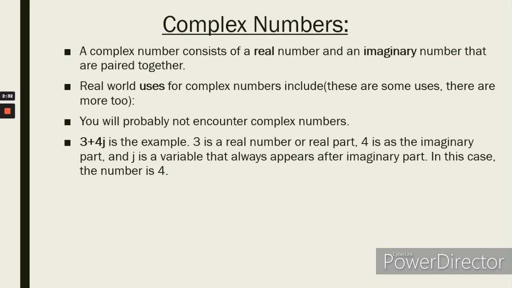3 plus 4j is an example of a complex number. If any part is missing, then it does not count as a complex number. Let's divide it into parts to understand more. 3 is the real part. 4 is the imaginary part, and j is a letter that always appears after the imaginary part, in this case the number 4. In programming, that j stays the same. You cannot use any random letters. You have to use only j, and the format should be 3 plus 4j in order to make it a complex number.